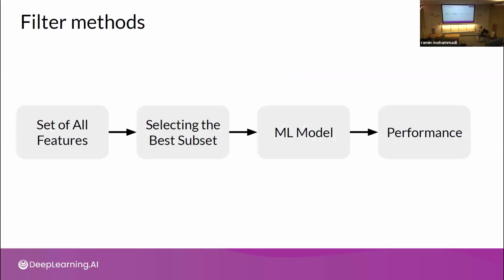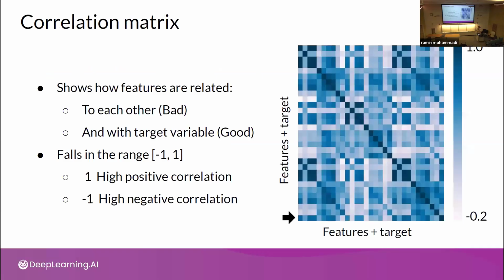Now let's just start with this filter method. You have all of your features. You start with all the features. You select a subset that is the best. You build the model upon that. You do performance analysis, right? And when it comes to something like Pearson, for example, you have some features with a correlation.